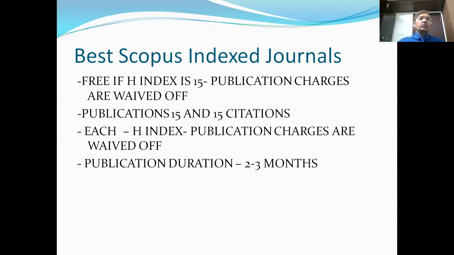You can also publish free of cost if your H index is 15. So publication charges are waived off. I'll explain what H index is. It means publications 15 and citations 15, so it can be placed in H index, and for such an H index the publication charges are waived off. The publication duration will be 2 to 3 months.